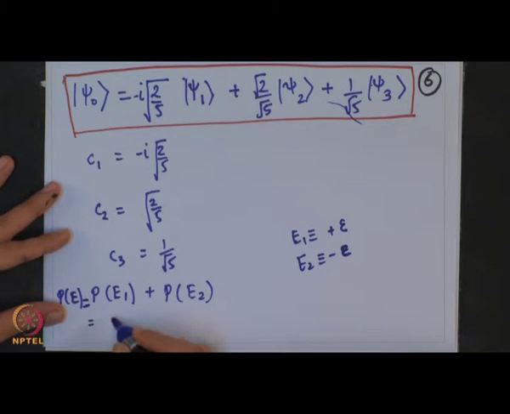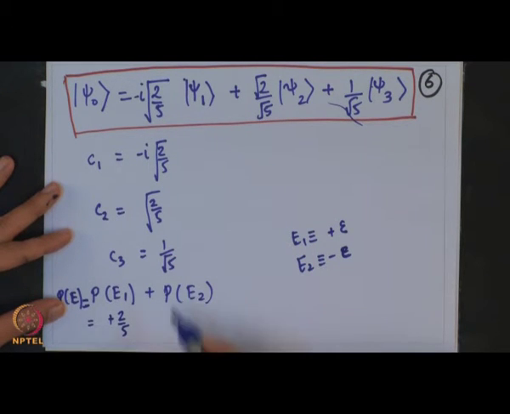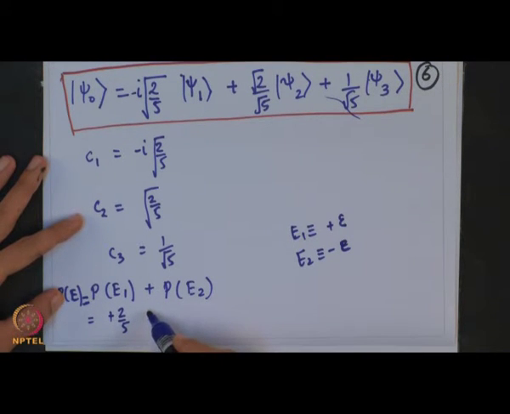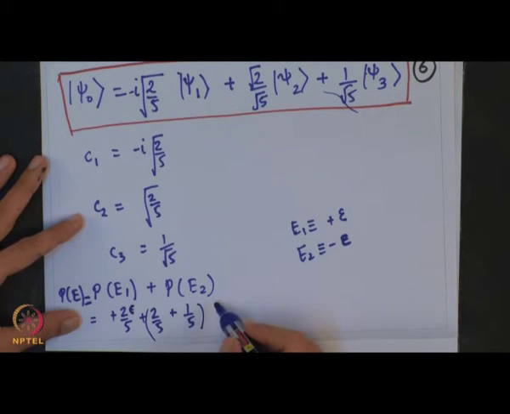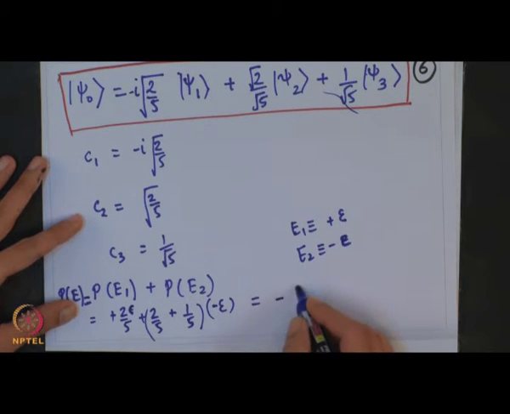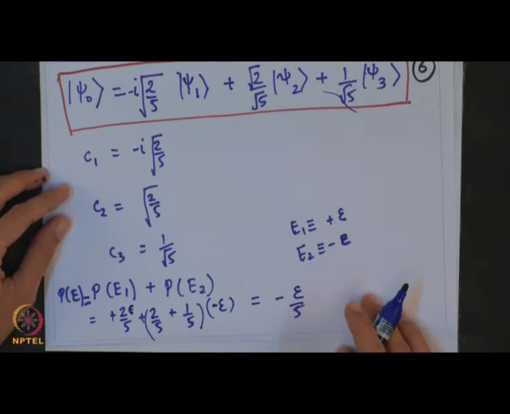So, you have minus 2 by 5. When I take the complex conjugate, I have plus 2 by 5, and the square of C2 will be again 2 by 5, and this will be again 1 by 5. I have to multiply this by epsilon and this by minus epsilon. So, I have 3 epsilon by 5, minus epsilon by 5, is what I get as the probability of finding the particle in this and this or this state.